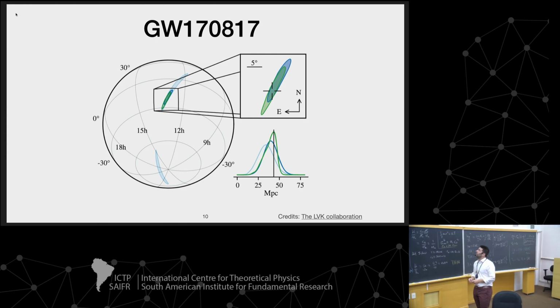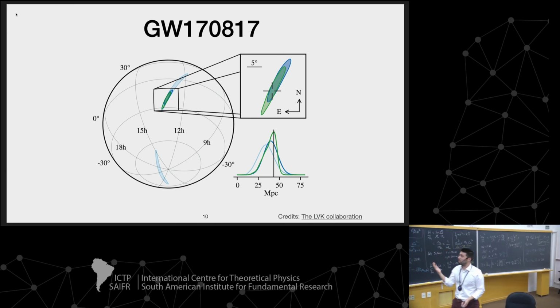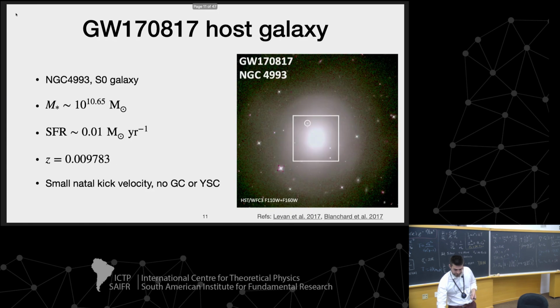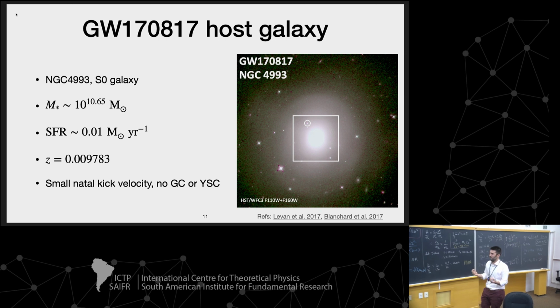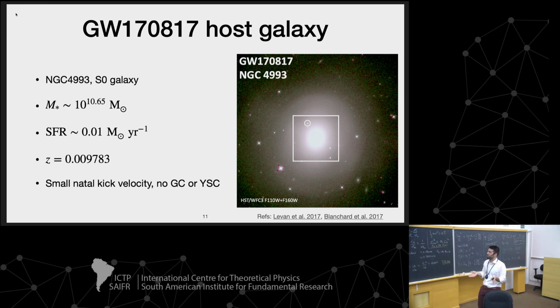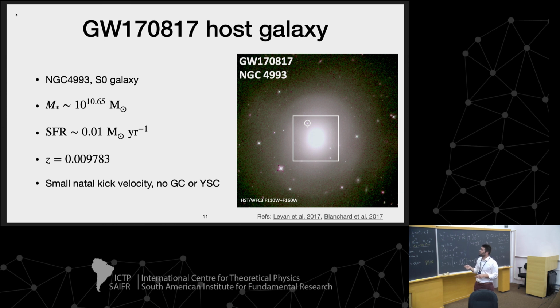Sky localization has a scale of 5 degrees, which is fairly good for a gravitational wave. And that actually was the striking effect that allowed us to see the host galaxy. So the host galaxy of GW170817 is well localized. We know what the host galaxy is, which is the plot that you see here on the right. The galaxy is called NGC 4993. And you see a little white circle that is circling something. That is the kilonova emission from GW170817.